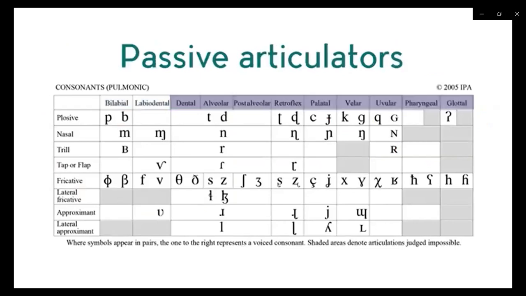But for the rest of these, for most of which the tongue or a part of the tongue is involved, the active articulator is not mentioned. And we will cover that in a more advanced discussion of phonetics.